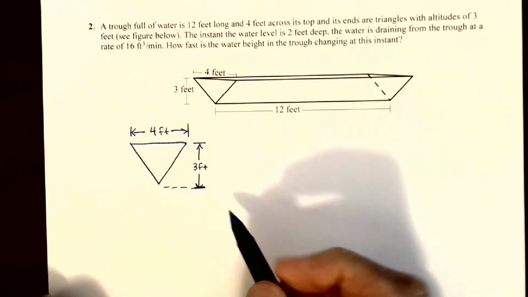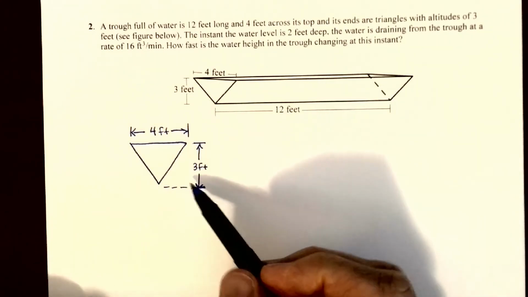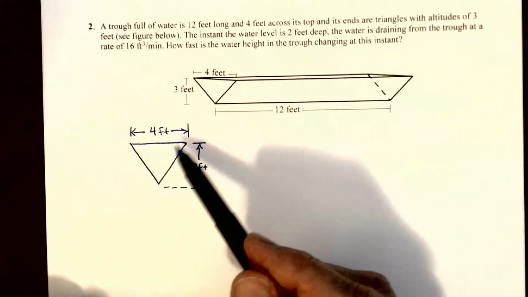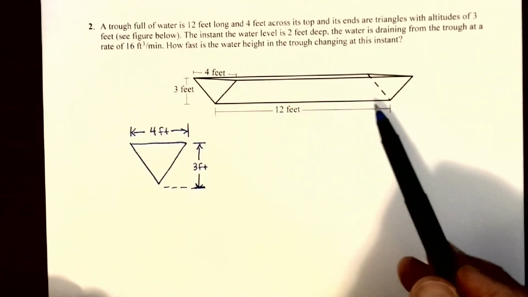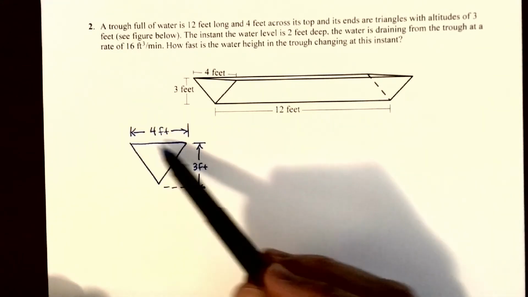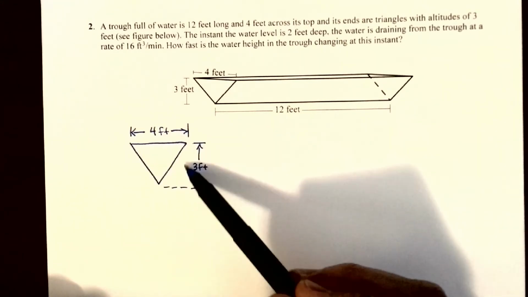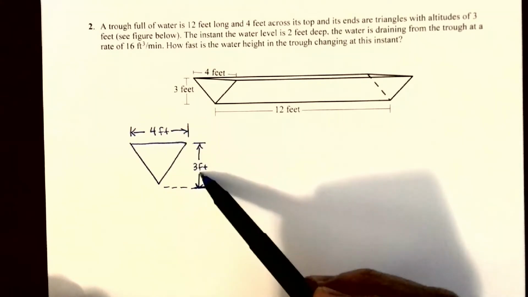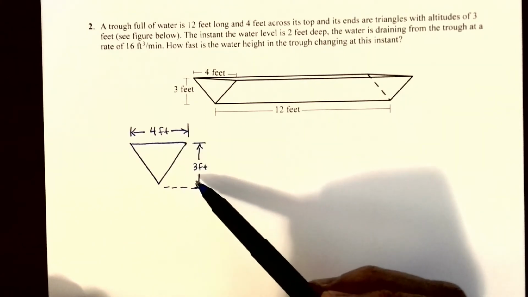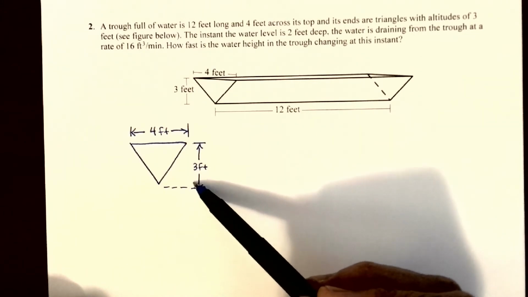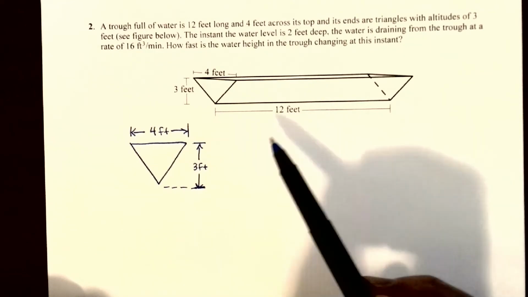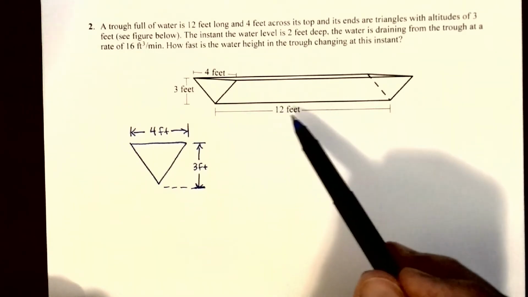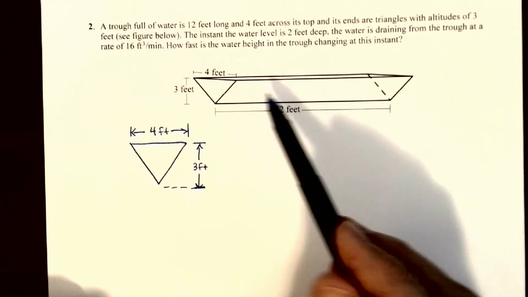So if I just wanted to find the volume of the whole trough, how would I do that? Since it's a constant cross-sectional area, I find the area of the triangle, and then I multiply it by the length here, which is 12 feet. Of course, the area of the triangle is 1/2 base times height, so that would be 1/2 times 4 times 3, or 1/2 times 12, which is 6 square feet, times 12 feet would give me a total of 72 cubic feet. That would be the volume of this trough.